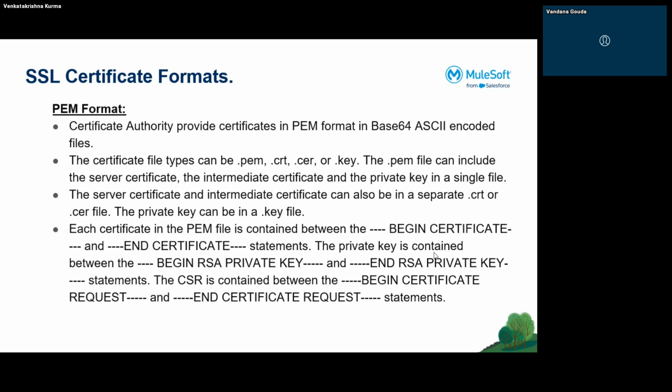The private key we can convert; it's only one key, and that will not change. Once we have a .pfx file, it will be converted into .pem, .crt or .cer, and .key. So these are the four formats we need to convert. Each PEM starts with a begin certificate and ends with an end certificate statement, and the private key has begin RSA private key and end RSA private key, and the CSR has begin certificate and end certificate.